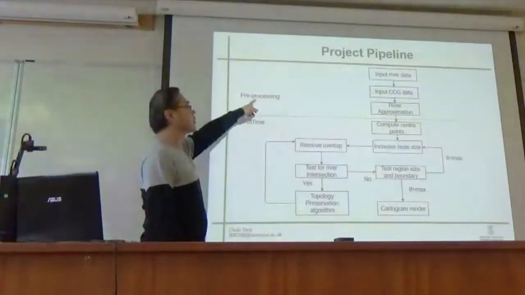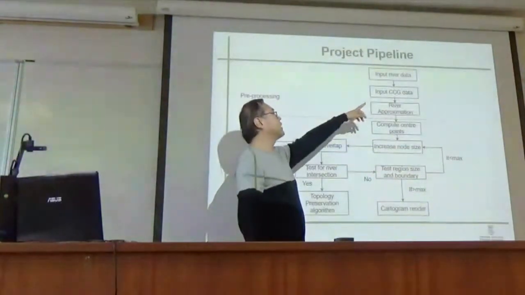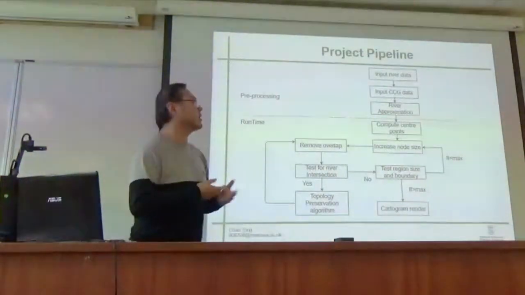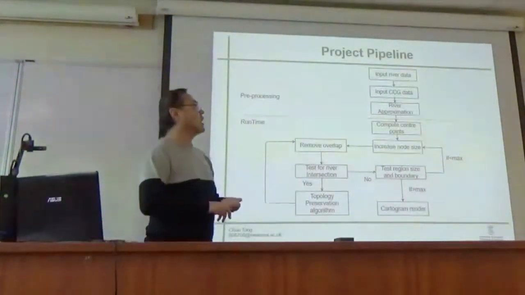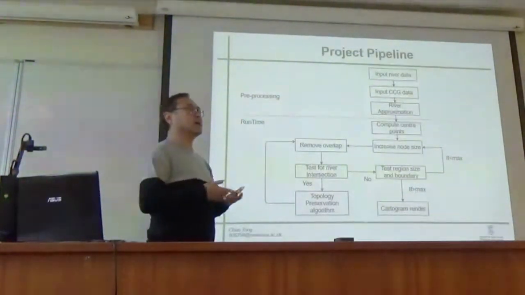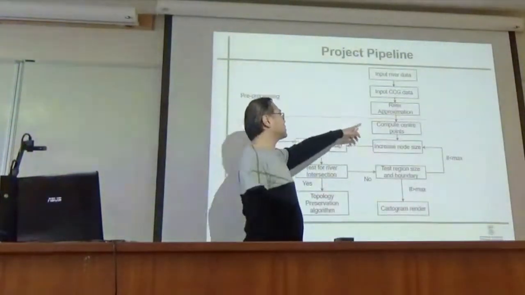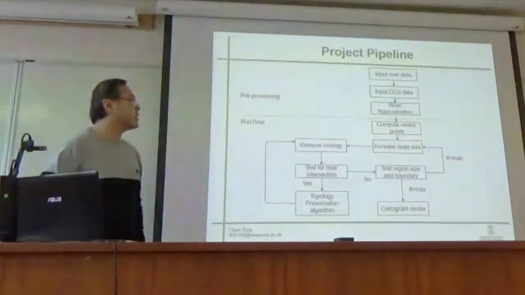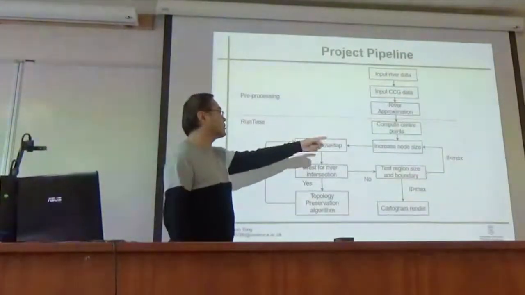In the pre-processing session, we first import the river, and then we import the CCG data. Then we do the river definition and the approximation part manually. After we define the river, we can go to the runtime session, where we first compute the central point, and then we try to increase the node size, as I described before.